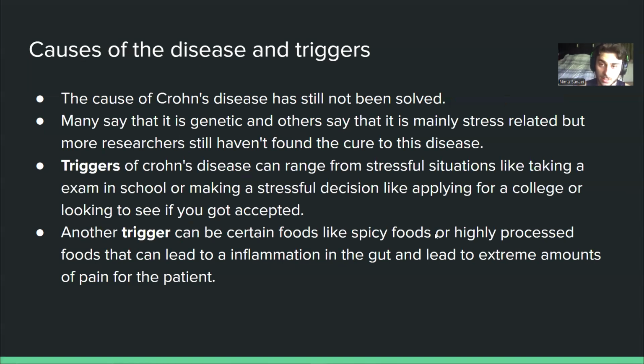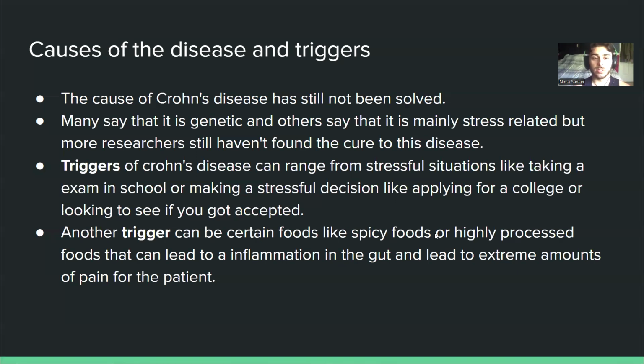The causes of this disease and the triggers of it. Now, for Crohn's disease specifically, there is no cause, or they have not found a cause for it yet. Many say that it's genetic, and we can see that if we look at the history of it and the epidemiology of it, which we'll get into later as well. We'll see that there's been a common thing where people in the family pass it down through the genetics. But another thing that they have found out is that people who go through stress-related instances at a younger age often develop Crohn's disease later on in their life.